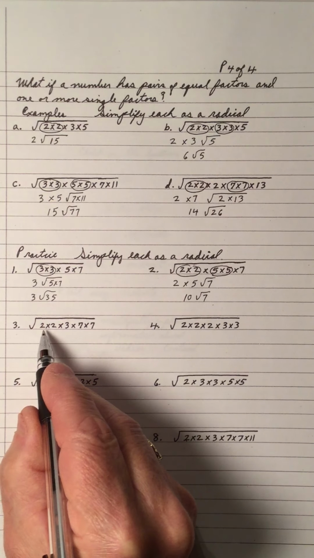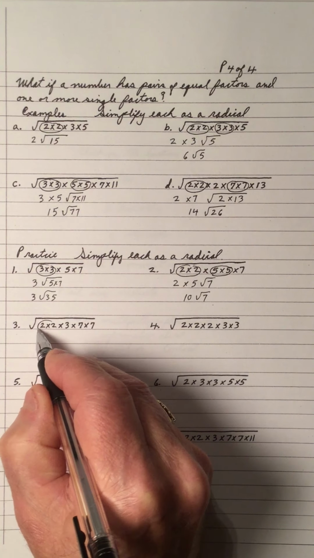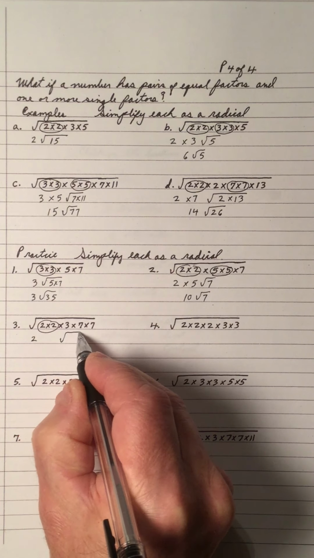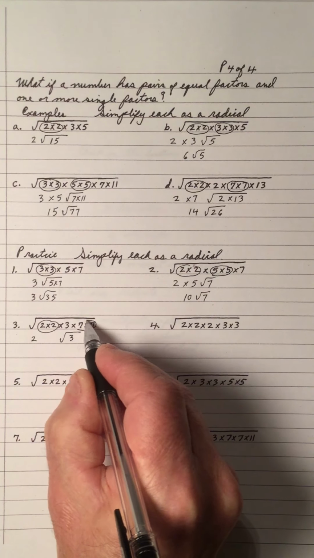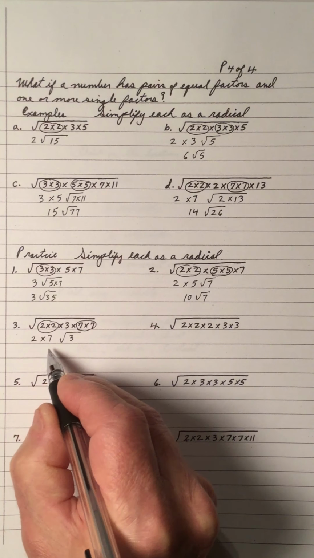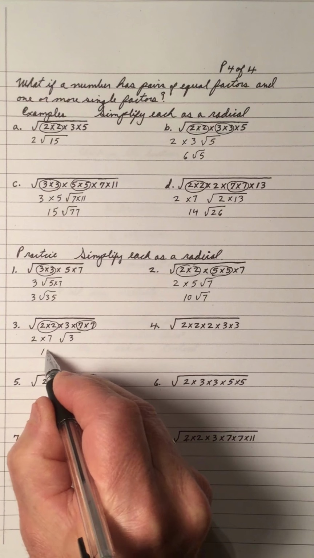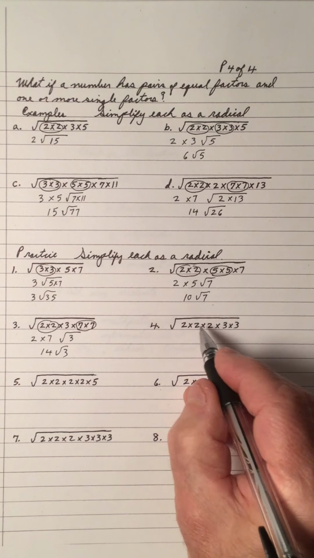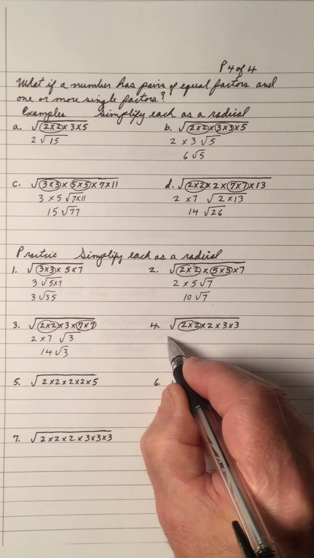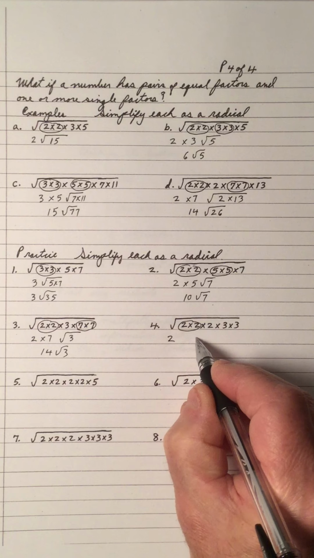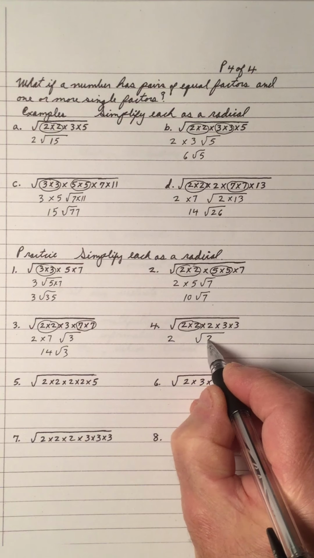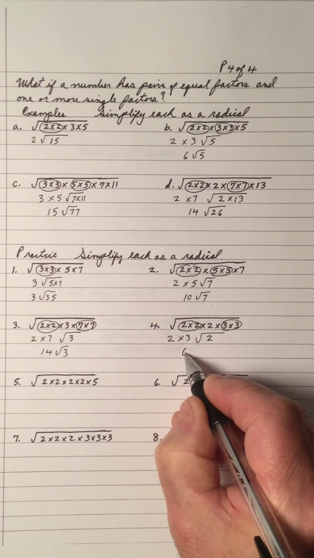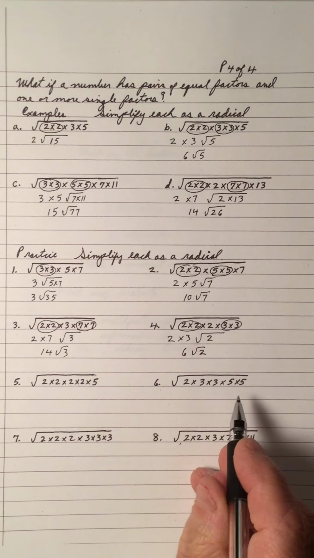Number 3. 2 2s, 3, 2 7s. So I got 2 2s, so I take a 2 out. A 3, I only have 1 of them, so that will stay. I have 2 7s, so I'll take the 7 out. And 2 times 7 is 14 root 3. Number 4, I have 2 2s, so I'll take a 2 out. This 2 is not coming out, so it stays. I have 2 3s, so a 3 is coming out. So that's 6 root 2.